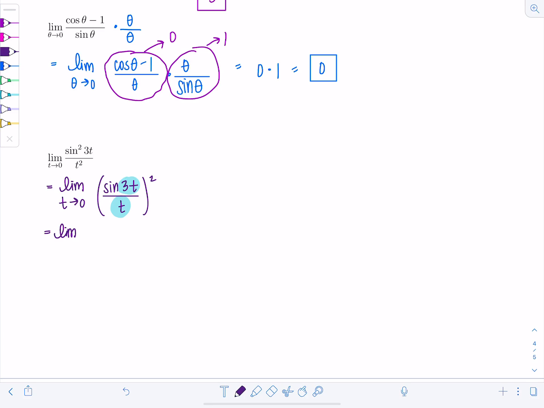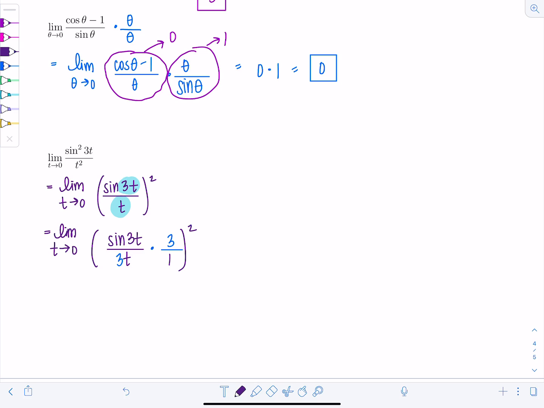We're not defeatists as calculus students. We fix situations. So I have sine of 3t. There already is a t, but I'm going to add a 3 in here. Well, if I add a 3 in the denominator, I got to multiply by 3 in the numerator, just over 1, right? Because I want them to still have the same value, and this is all squared.